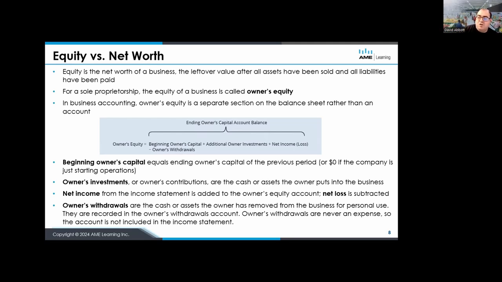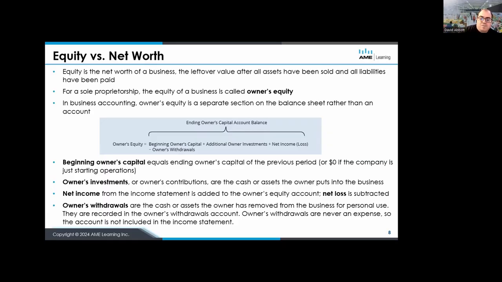So if a business is just starting out, and this is their first month, their first income statement, their first balance sheet, they're going to have zero beginning owner's capital, or it's going to be whatever they start out with from the previous period.